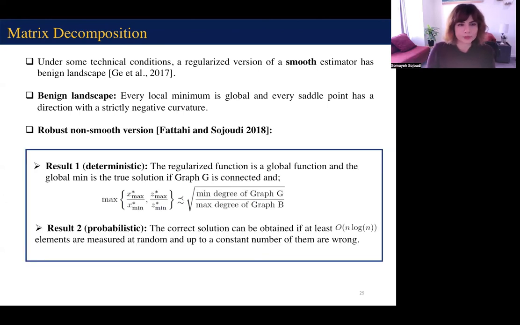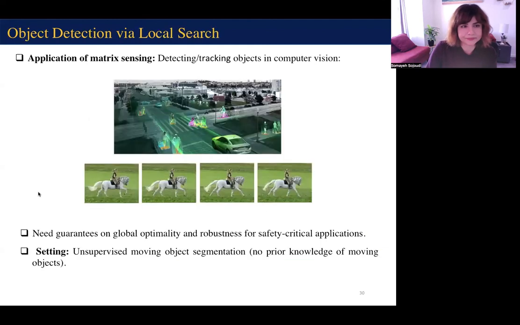But how about the non-smooth version? We showed that the non-smooth function is a global function, and the global minimum is the true solution if the bipartite graphs of the matrix satisfy some properties.